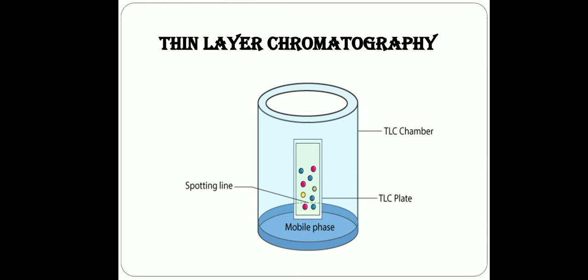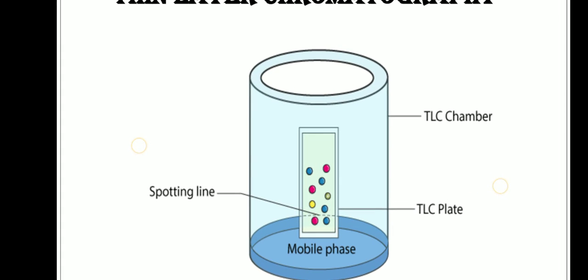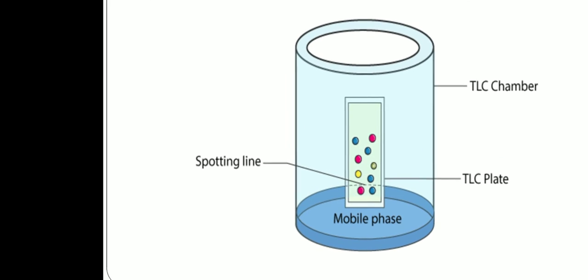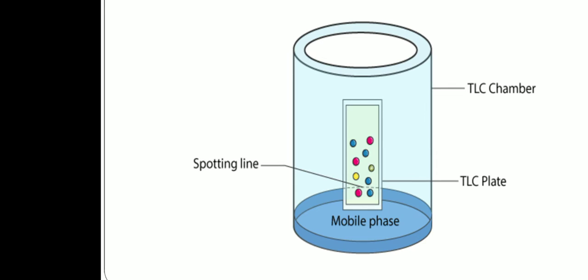So next we can move to thin layer chromatography. This is representing the thin layer chromatographic technique. Here also we are using one chamber, the TLC chamber, then the solvent, the mobile phase. The mobile phase is poured into this TLC chamber.